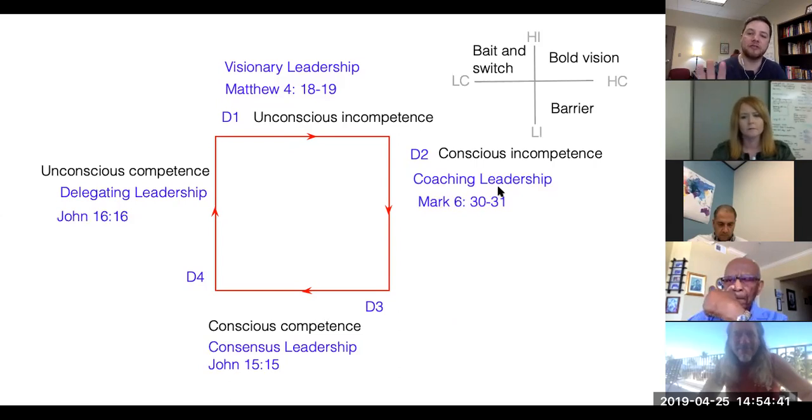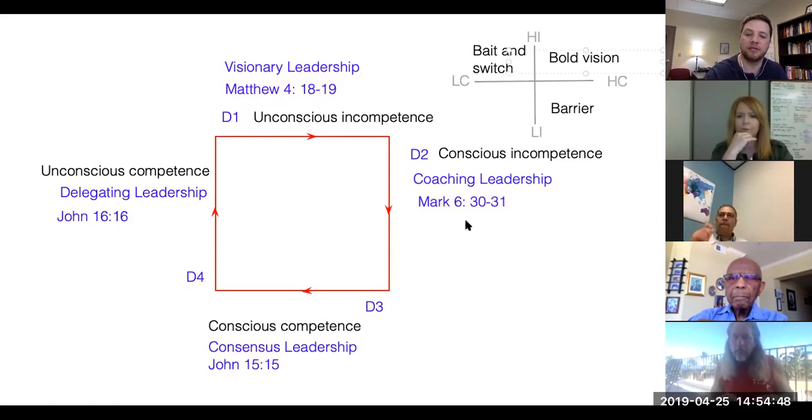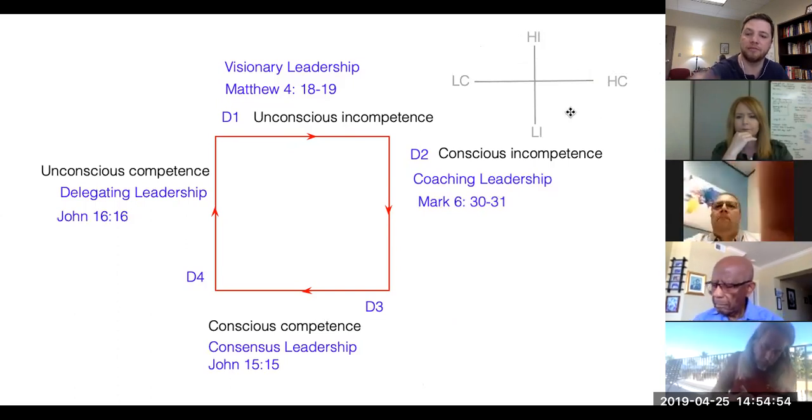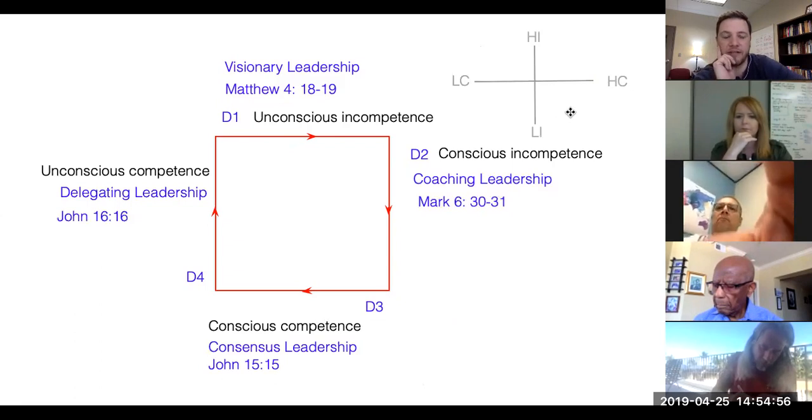So I'm going to use that same quadrant there to just think through these other ones as well. So let's just remove these. So we're going to think about D2 now. So D2 is where people have started doing stuff. It's harder than you think.